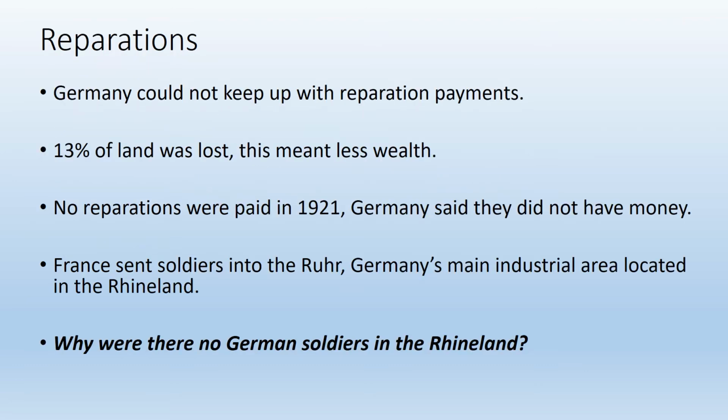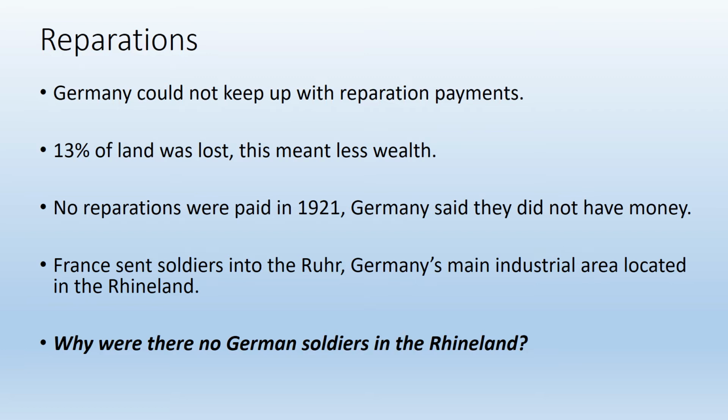So just a little reminder about the Treaty of Versailles and reparation payments. Germany could not keep up with the reparation payments of 6,600 million pounds. It was just too much money for them to pay back. And in 1921, they actually didn't make any payments, which frustrated the French to no end. At the same time, they lost 13% of the land, which meant a lot less wealth in the country. You can think of all the timber supply, the oil, natural gas, even animals and crops that you can grow on that 13% of land that was lost. It meant Germany had even less money than they did before.